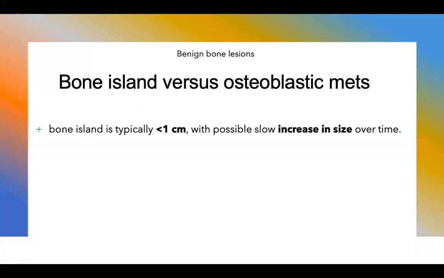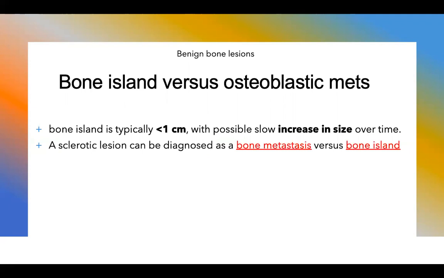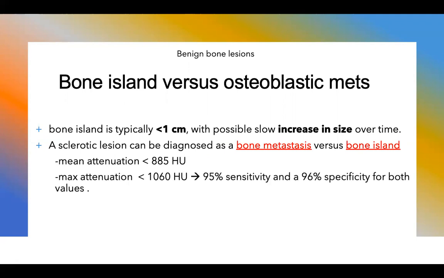Another benign bone lesion that we should be able to differentiate from possible osteoblastic mets is the bone island. Bone islands are typically smaller than 1 centimeter with possible slow increase in size over time. And we need to know that a sclerotic lesion can be diagnosed as a bone met versus a bone island when the mean attenuation is below 800 Hounsfield units and the max attenuation below 1,000 Hounsfield units, with great sensitivity and specificity.